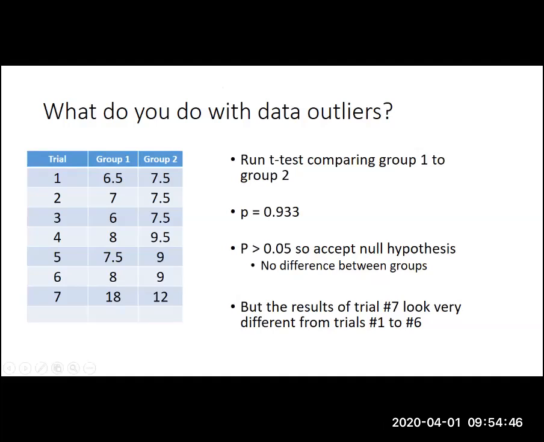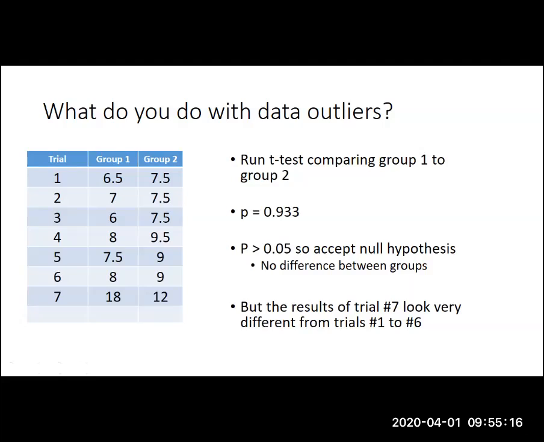So using what we know about experimental design and inferential statistics, we take a look at this. P equal 0.933. P is greater than 0.05, so we're going to accept the null hypothesis and basically say that there's no difference between the groups. There's no difference between group 1 and group 2. And we're really disappointed because we were really hoping that group 2 would be doing better than group 1.